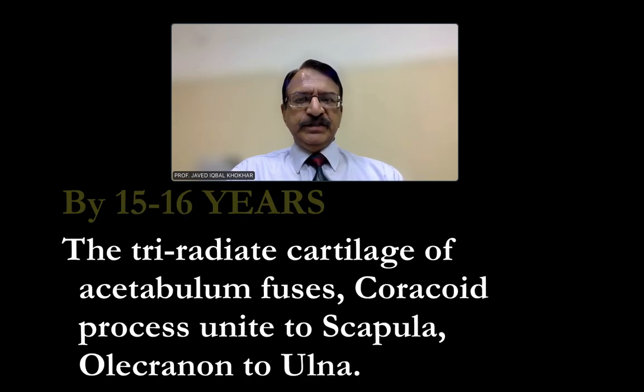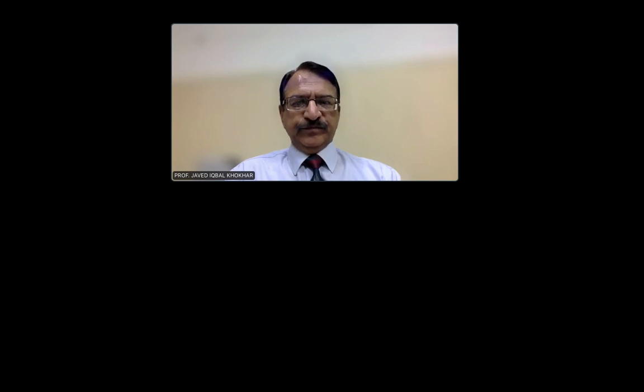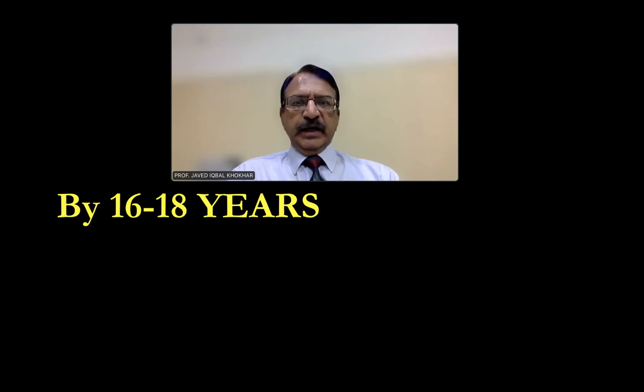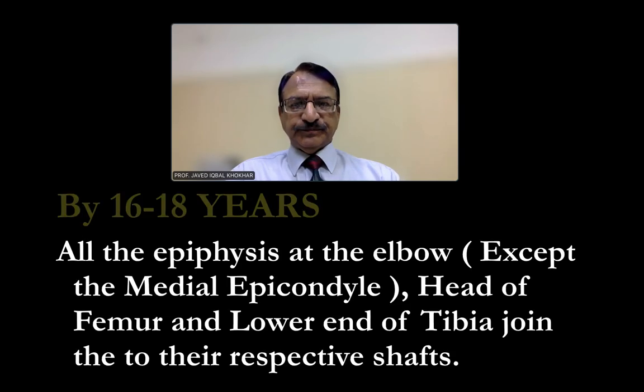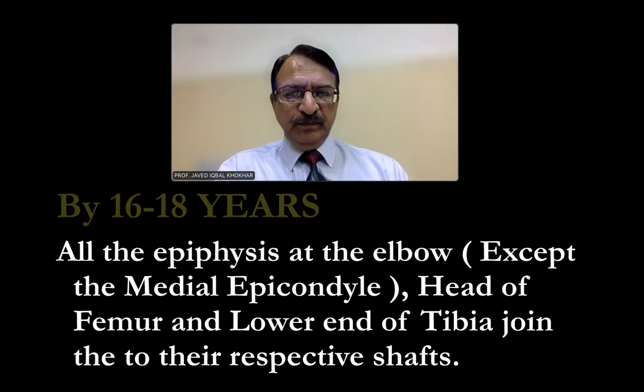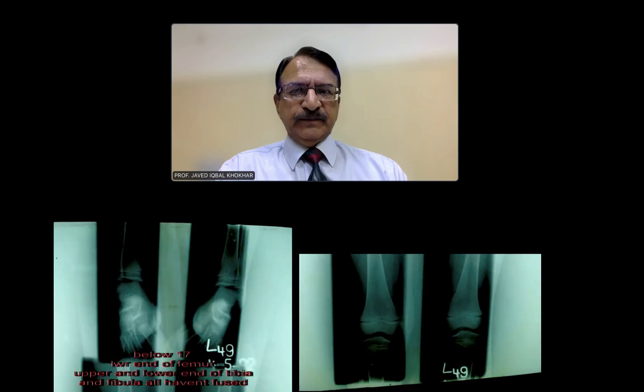By 15 to 16 years, the triradiate cartilage of the acetabulum fuses. The coracoid process unites with the scapula and the olecranon with the ulna. The heads and the ends of metacarpal bones unite with their respective shafts. And by 16 to 18 years, all the epiphyses at the elbow except the medial epicondyle, the head of the femur and the lower end of the tibia join to their respective shafts.